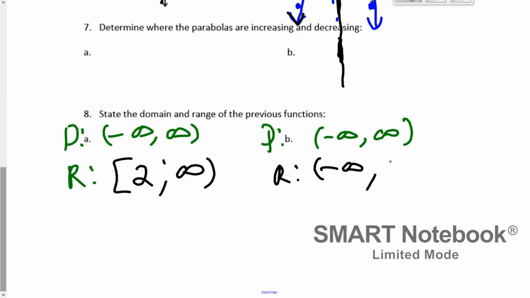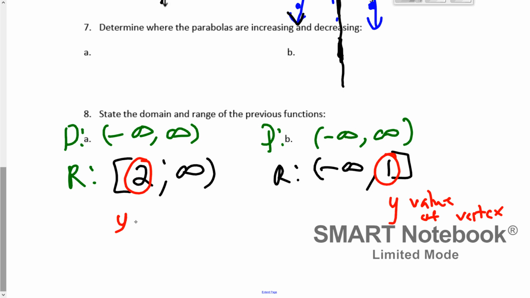So you notice kind of where we got those numbers from. I got this number 2 from the y value of my vertex, and I got this y value 1 from the y value of my vertex. So it just depends. If it faces down, then it's going to go from negative infinity until that y value of vertex. And if it faces up, it starts at that y value.